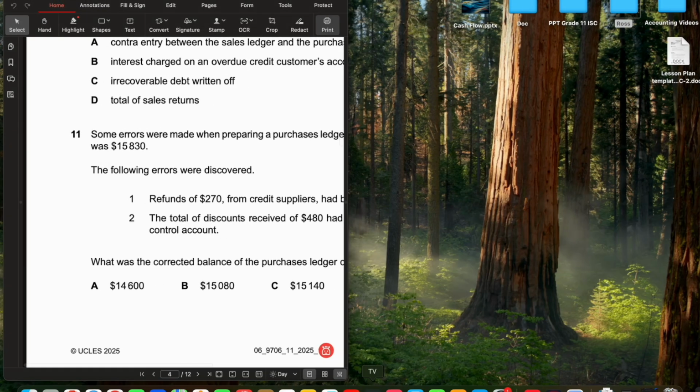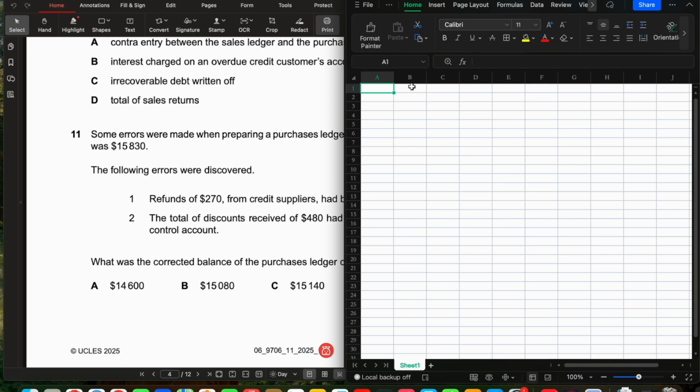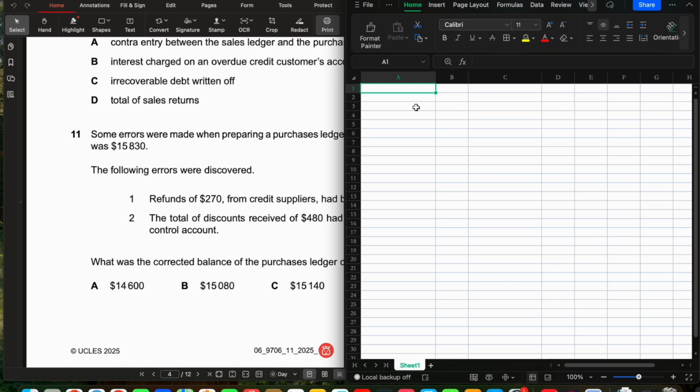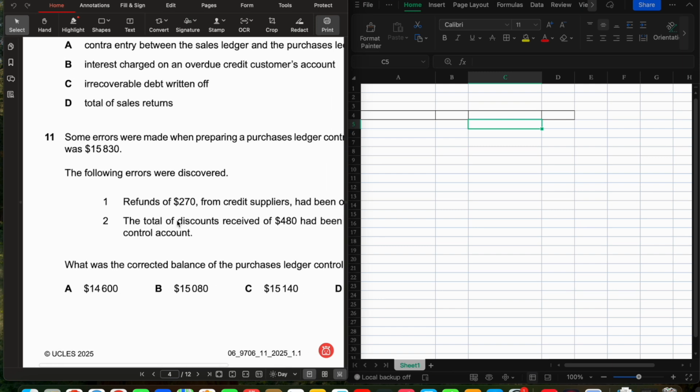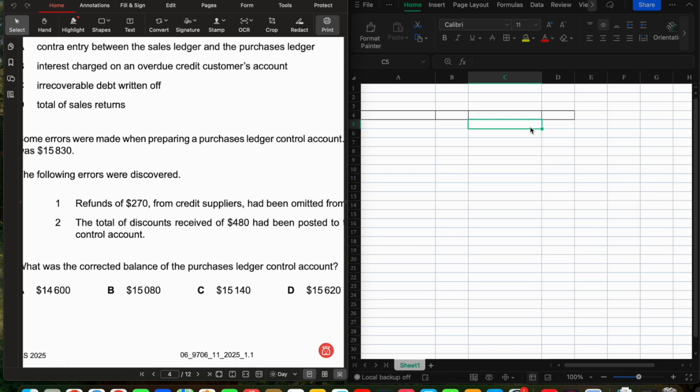Okay, so for that, let's prepare a control account here, a mini version of control account, just to show you that. So if we prepare a control account here, and let's say control account is a credit balance, so it has 15,830 in the control account on the credit side.